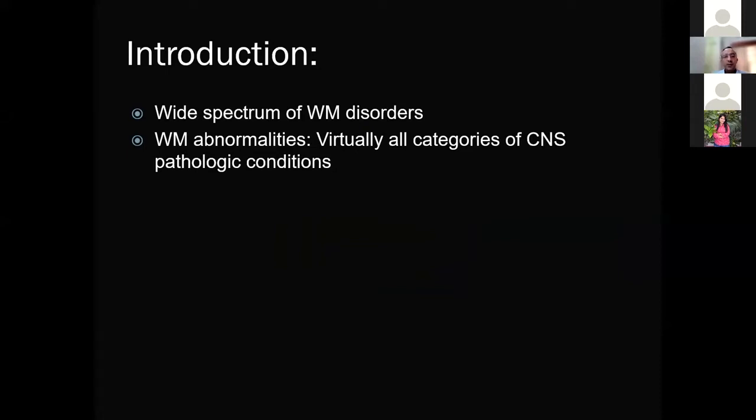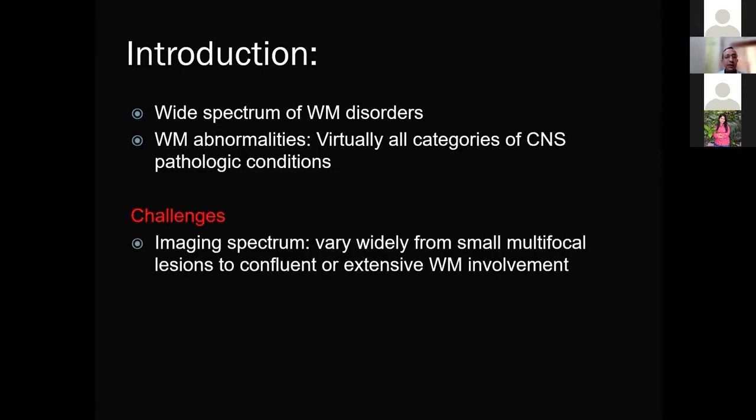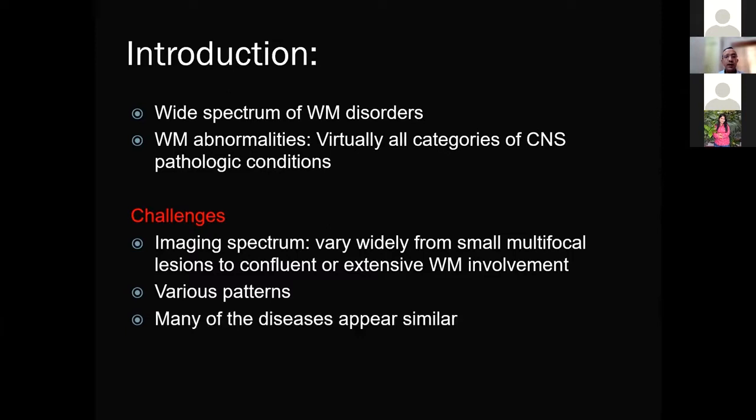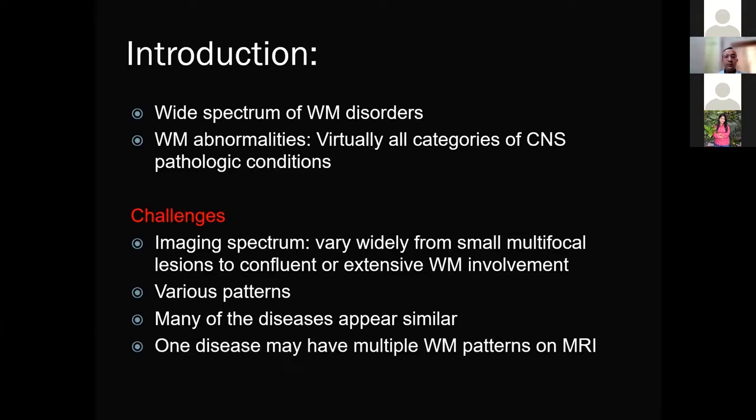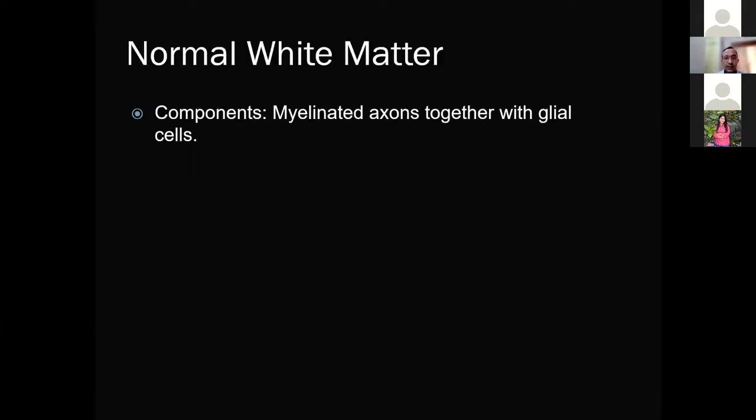As the name suggests, there is a wide spectrum of white matter disorders. It includes a large diversity of congenital and acquired disorders. Most importantly, white matter abnormalities are seen in virtually all categories of CNS pathological conditions. The imaging spectrum varies widely from multifocal lesions to confluent to extensive white matter involvement. There are various patterns, and many of the diseases appear similar. One disease may look like another disease.